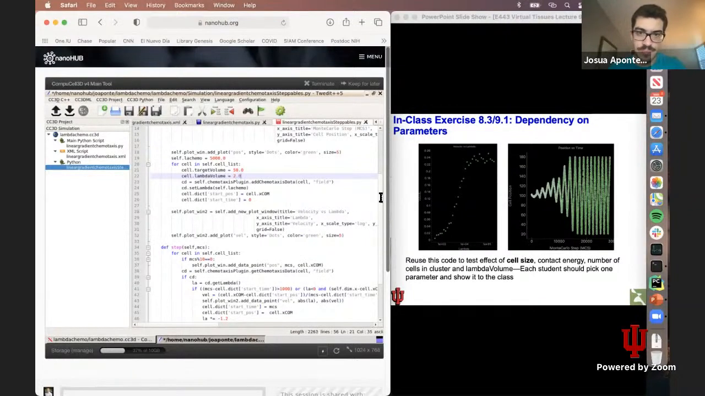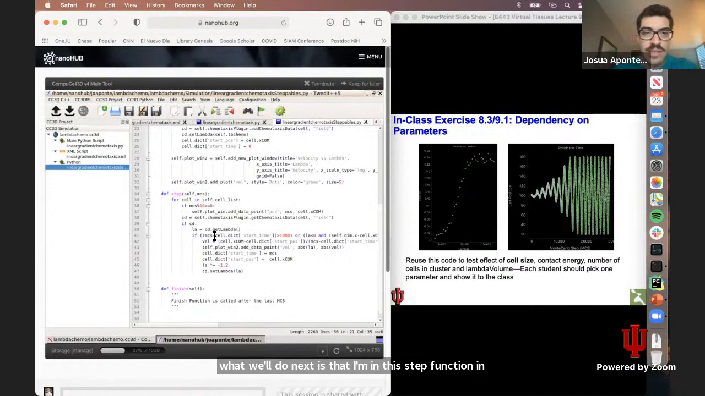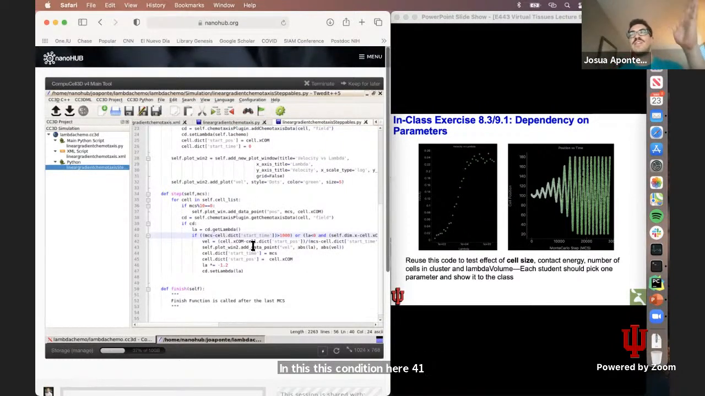And then what we will do next is, in the step function, in this condition here, line 41, it's measuring whether the cell is close to the right border or close to the left border, and then changing the lambda chemotaxis when the cell is near that border.